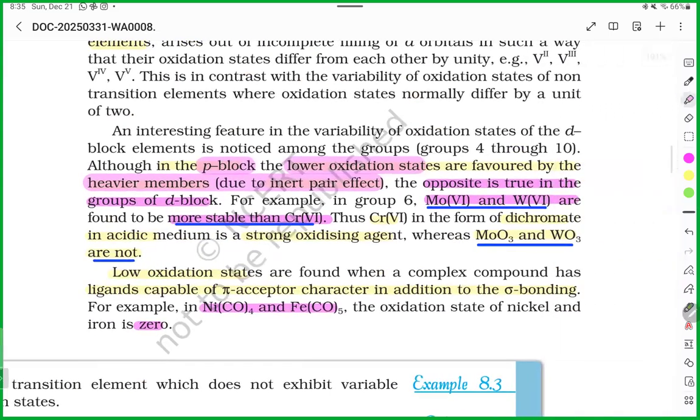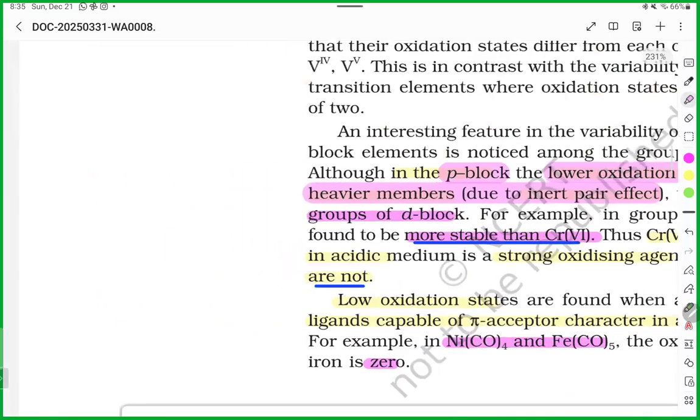Sarah, tell me, did you understand this point? P block element, lower oxidation state favored by heavier member due to inert pair effect. No, sir. Sarah. So let me tell you what happened.